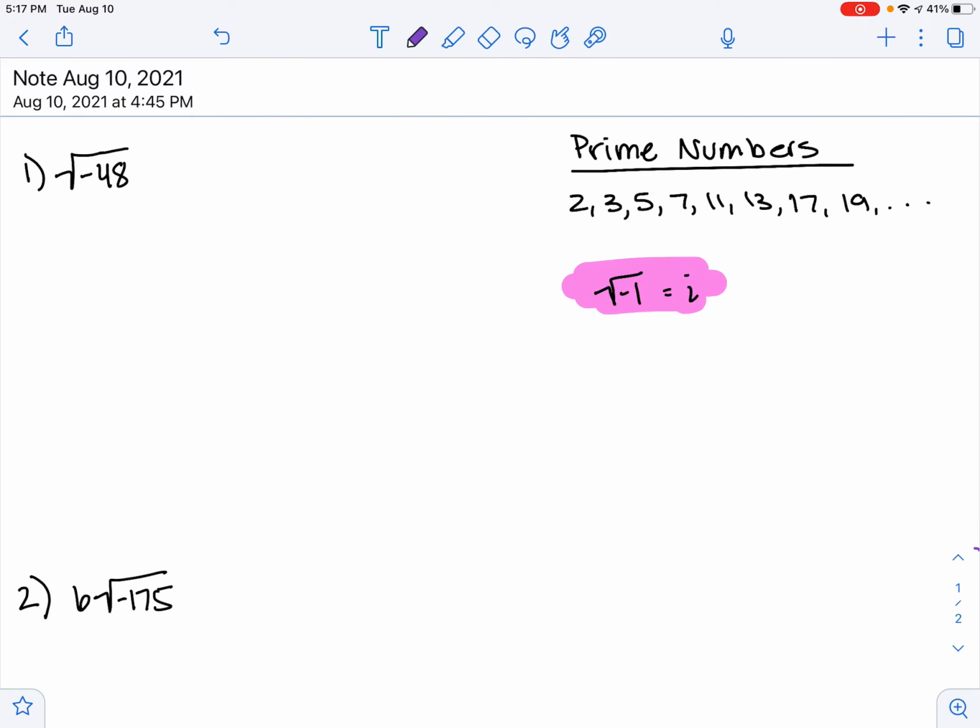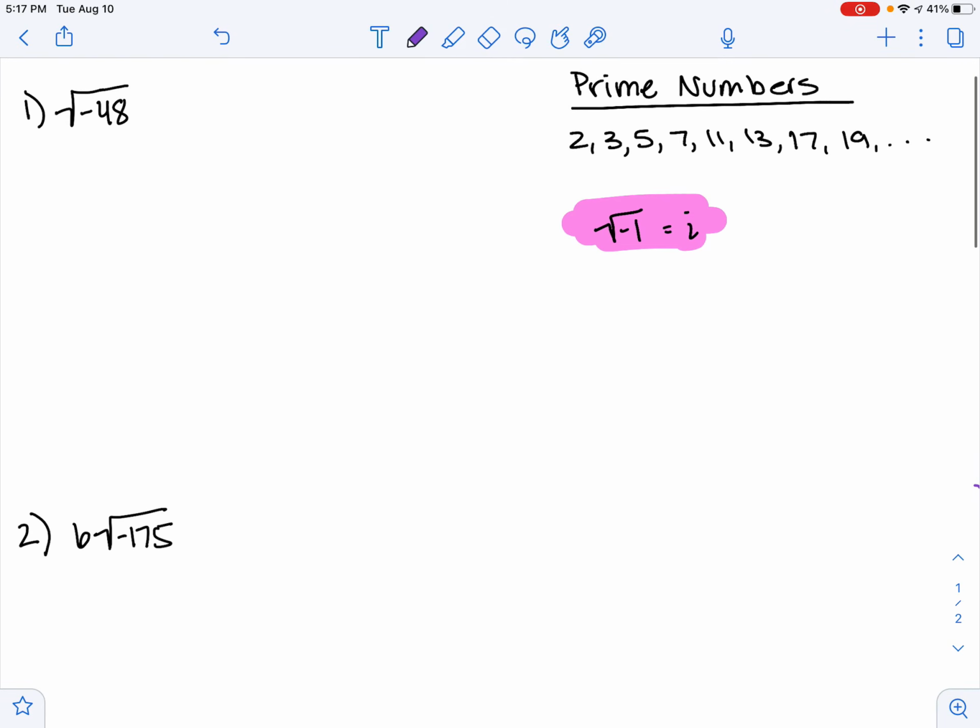Hello. In this video, I'm going to show you how to simplify square roots that have a negative radicand using the division of primes method, sometimes referred to as the birthday cake method because it looks like a cake.